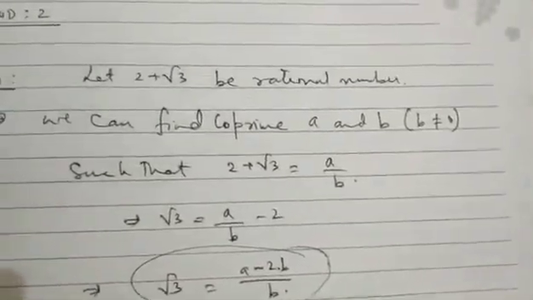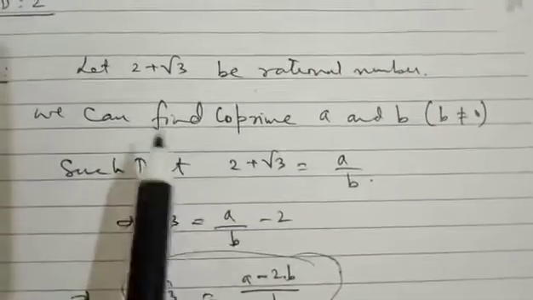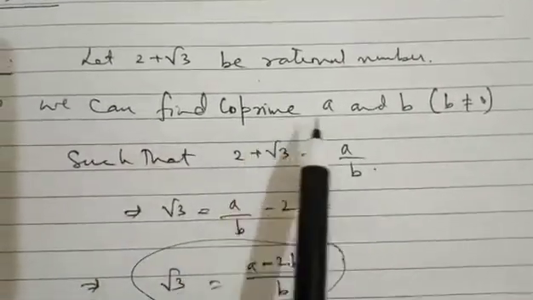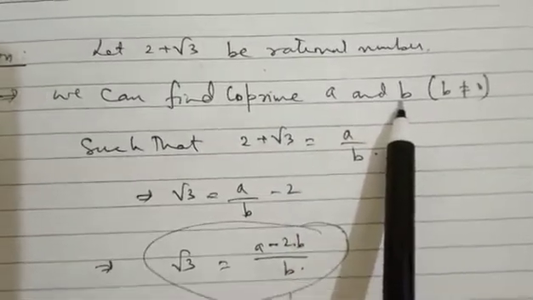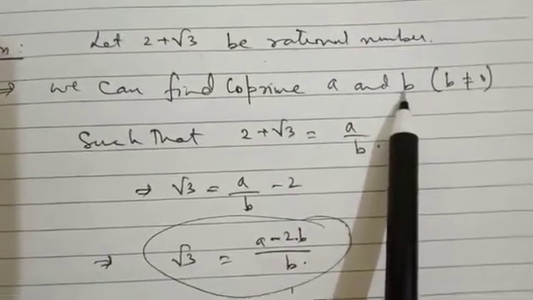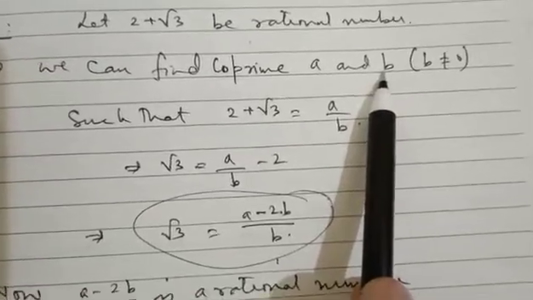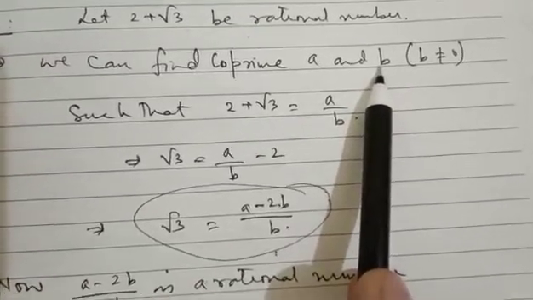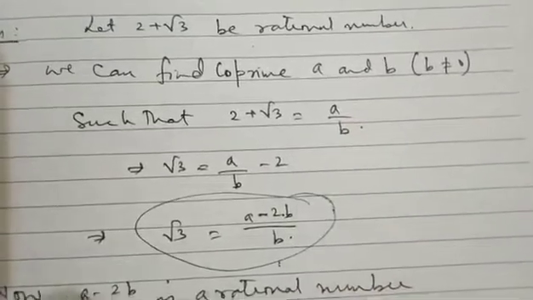Now we can solve this question by method number 2. In this also we will assume 2 plus root 3 as a rational number, but we will express this 2 plus root 3 in the form a by b, where a and b are co-prime. The question is, what is a co-prime? They are two numbers whose HCF is 1, and b should not be equal to 0.